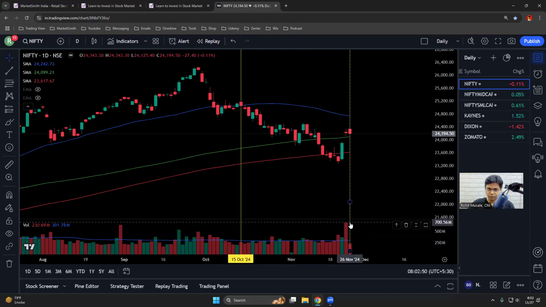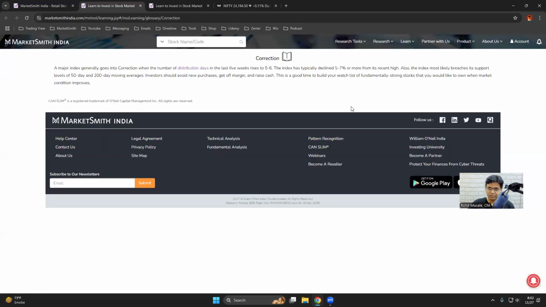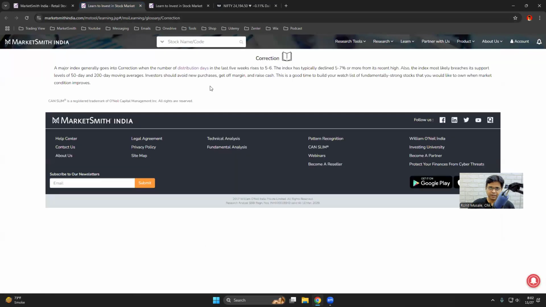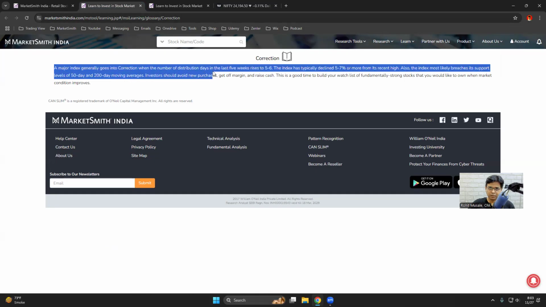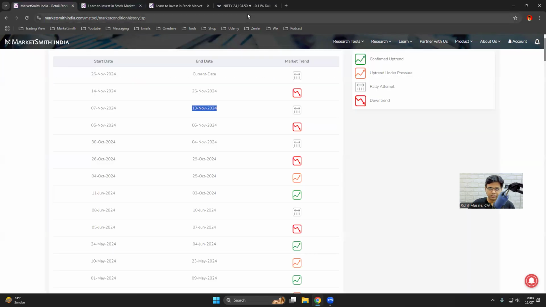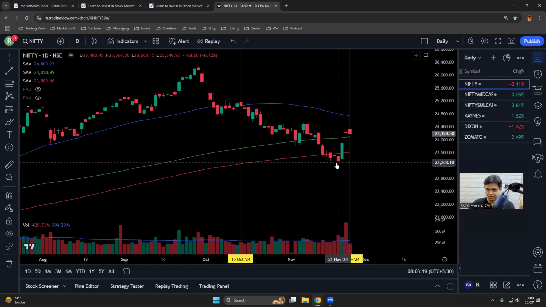So it is very important to understand that the states that they mention here are mathematically defined. The major index generally goes into a correction when the number of distribution days in the last 5 weeks rises to 5 or 6. The index has typically declined 5 to 7% or more from the recent high. As you can see here, from the recent high, the index has easily declined more than 5 to 7%. That is why they say it's in a downtrend.